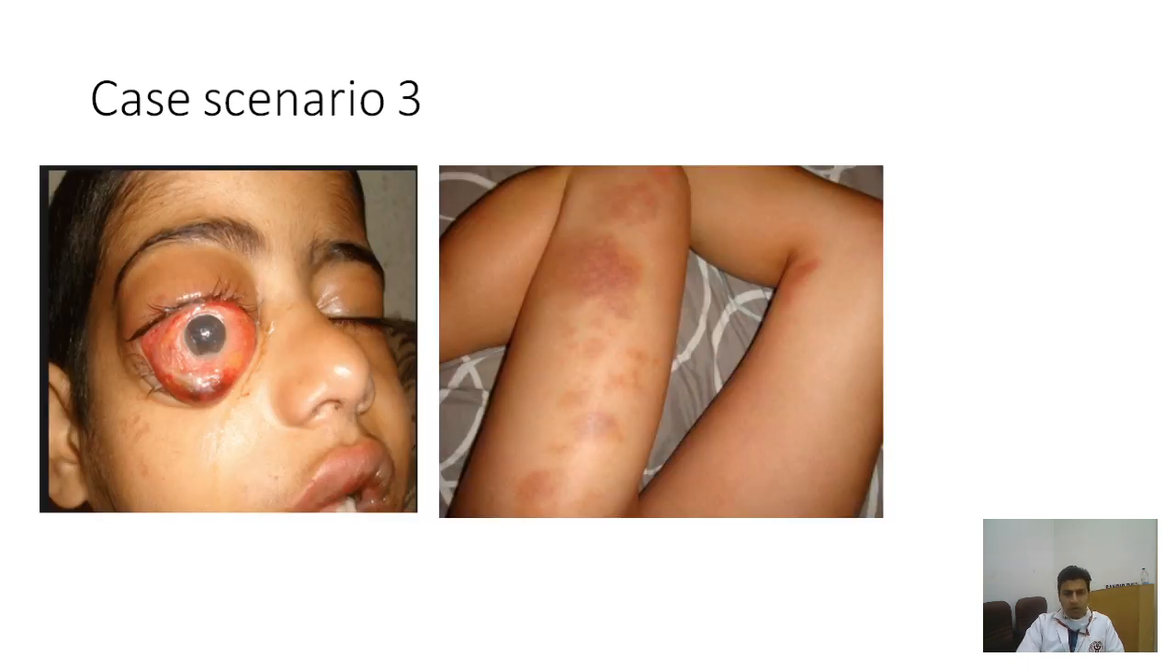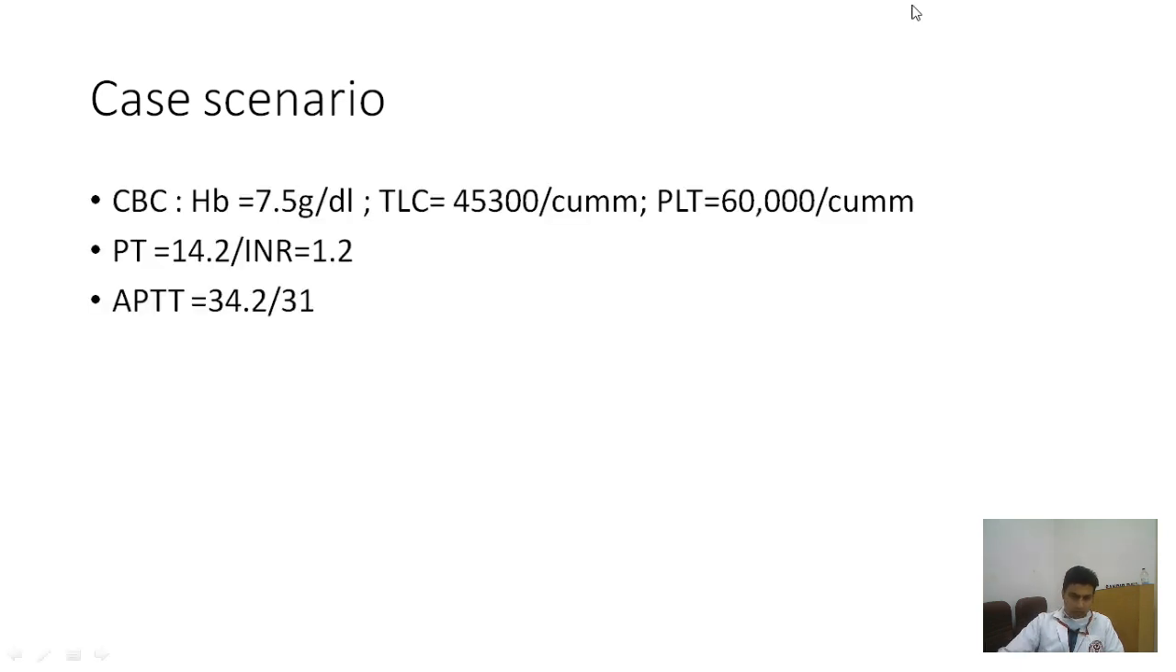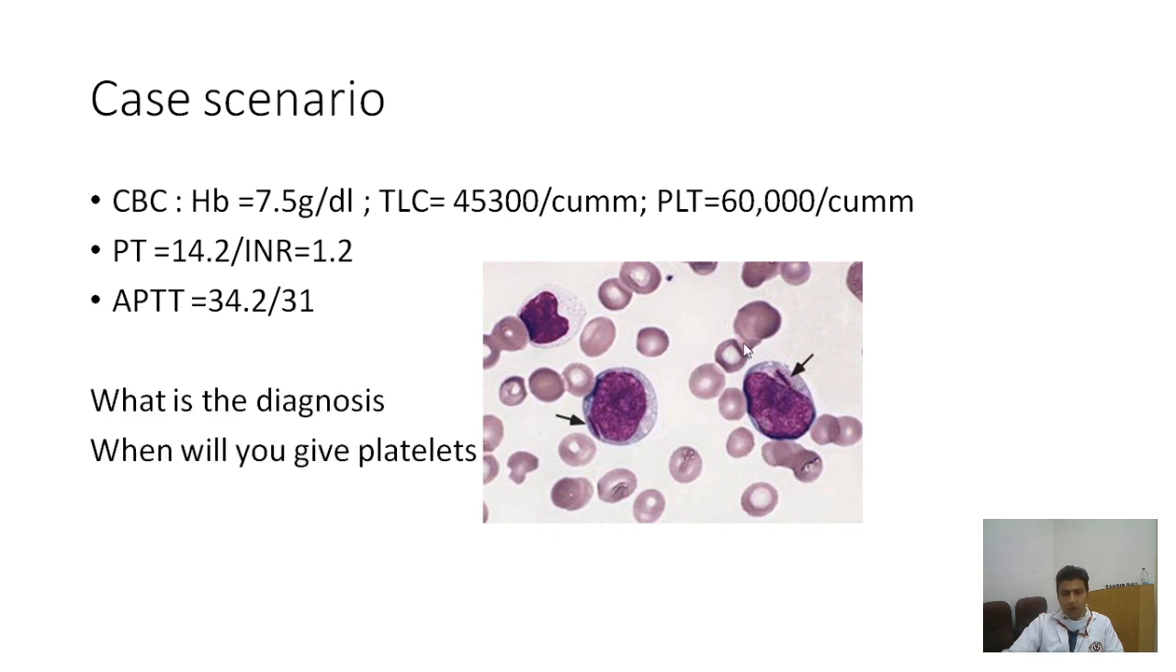Such a child comes with bleeding manifestations, and he has a large eye, so it makes you suspect a malignancy. It's a presentation of AML. This is a myeloid sarcoma, or orbital myeloid sarcoma, and this child had an elevated total leukocyte count. The platelets were also low. The PT and APTT were normal, and on the peripheral smear we found abnormal cells with Auer rods. So this is the diagnosis of AML.